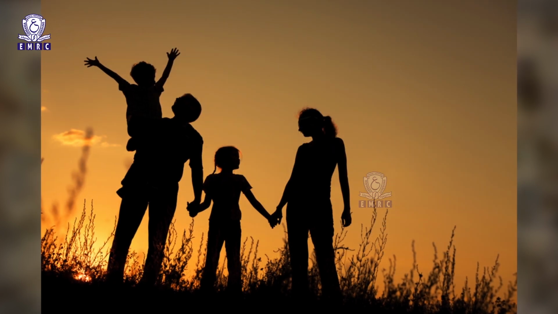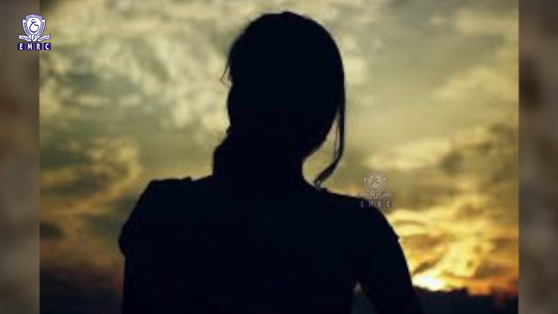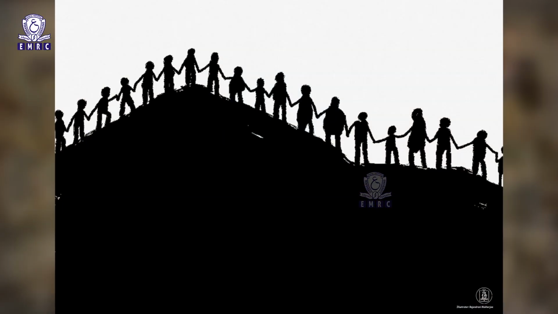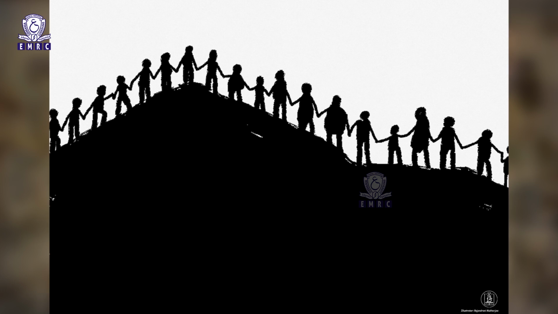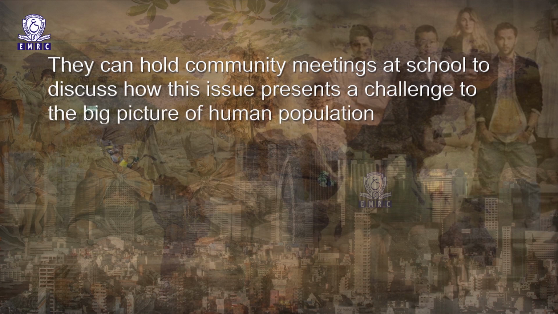Teachers, parents, community workers and other stakeholders should extend the range of choices about available resources to individuals, especially women, and equalize opportunities between the genders from birth onwards. Teachers, students, parents and other stakeholders can look for trends in the population explosion. They can hold community meetings at schools to discuss how this issue presents a challenge to the big picture of human population on the planet Earth.